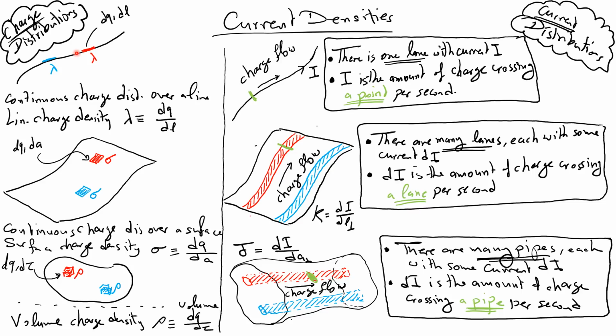So there are different situations where you can have charge distribution. You can have a continuous charge distribution distributed over a one-dimensional line like this, or you can have charges distributed over a two-dimensional surface like this, or you can have some charge distributed in 3D, like a cloud of charge or something.